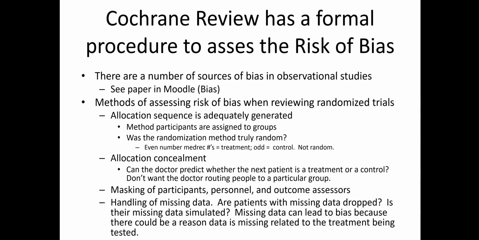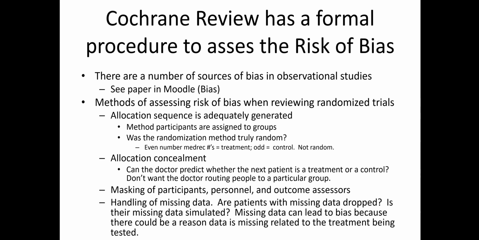We've talked about the Cochrane Review before, and it has a set of formal procedures to assess the risk of bias. There are a number of sources of risk of bias in observational, that is non-randomized trials, and those are listed in a paper that I gave you on Moodle.